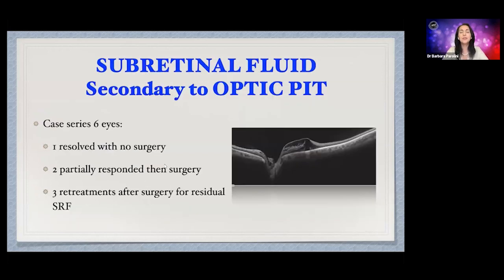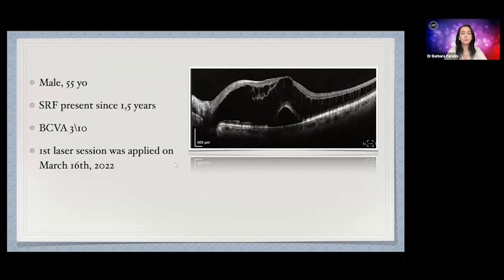Let's start with subretinal fluid secondary to optic pit. I have a case series of 6 eyes. I've treated many more optic pit macular detachments, but these are the ones that I have treated with the micropulse laser. One was a case that was totally resolved by the laser. 2 were partially resolved by the laser, and then I had to switch them to surgery. And 3 were retreatments after surgery for residual subretinal fluid.